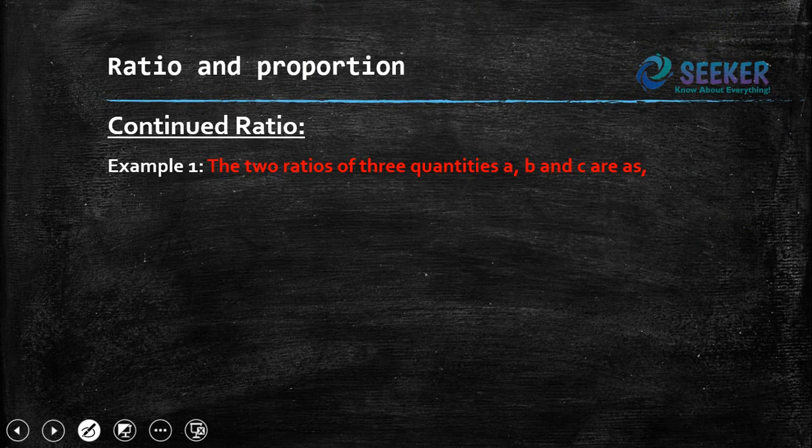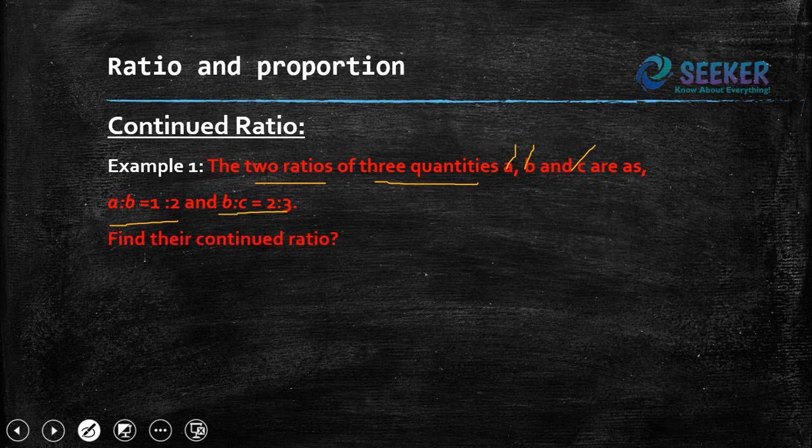Now let's solve an example on continuous ratio. The two ratios of three quantities, that is A, B and C, are: A ratio B is equal to 1/2, B ratio C is equal to 2/3. Find their continuous ratio.